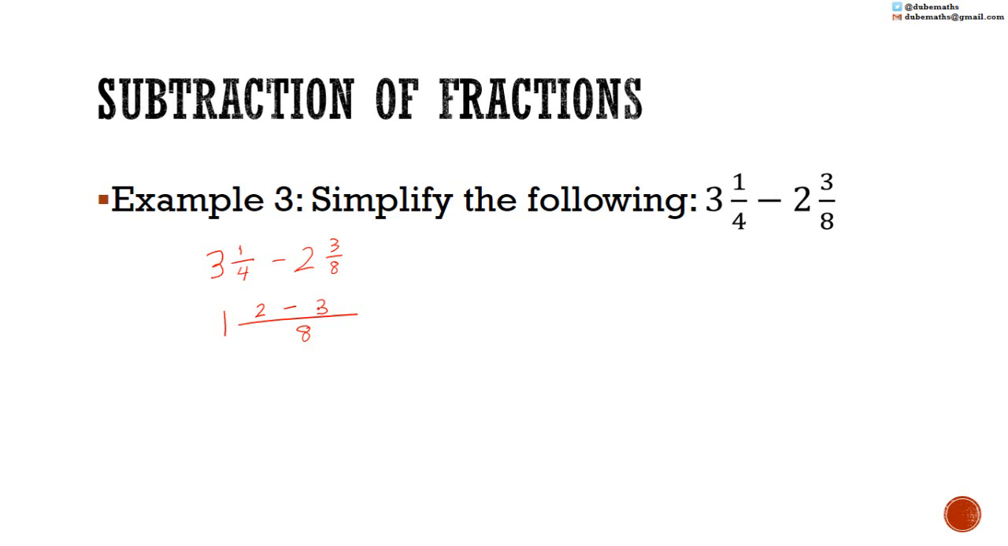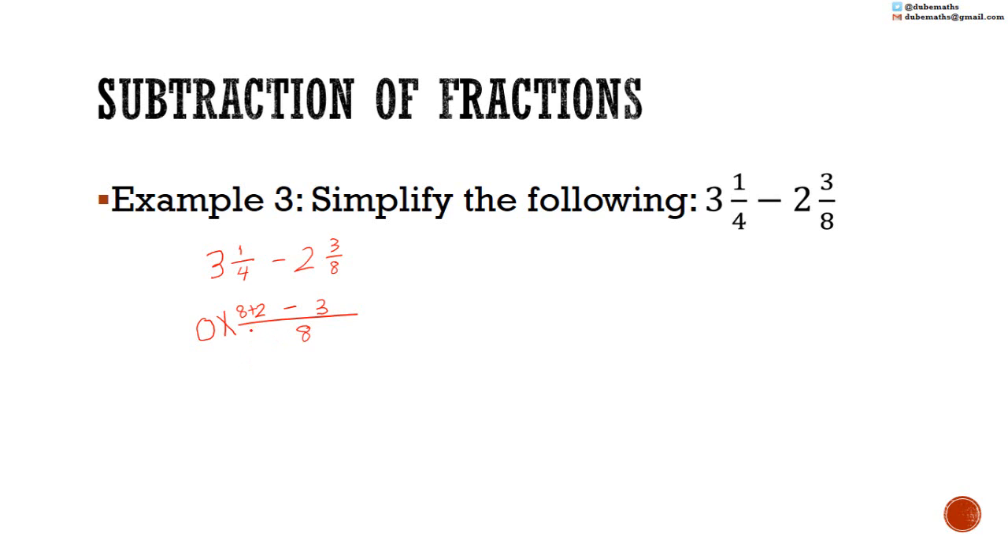2 cannot take away 3 to give a positive number, so we will borrow 1 whole. We borrow 1 whole from here to add it to the 2. If we borrow 1 from 1, we'll be left with 0. And a whole, remember a whole is equal to any number over itself. So we want to put it over 8, then it means that it will be 8 over 8. So we take that 8 that we borrowed and we add it to the 2.